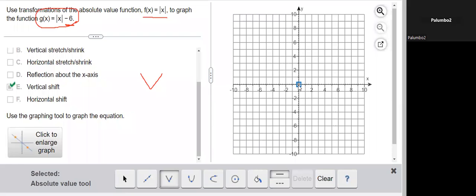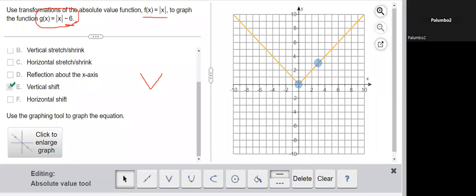And normally for absolute value, your vertex is at 0, 0. And then your second point is going to be at 1, 1 or 2, 2 or 3, 3 or negative 2, positive 2. So it doesn't matter where I click. That is what the f of x looks like. All right, now the g of x is telling me that I need to take this thing and shift it down 6.